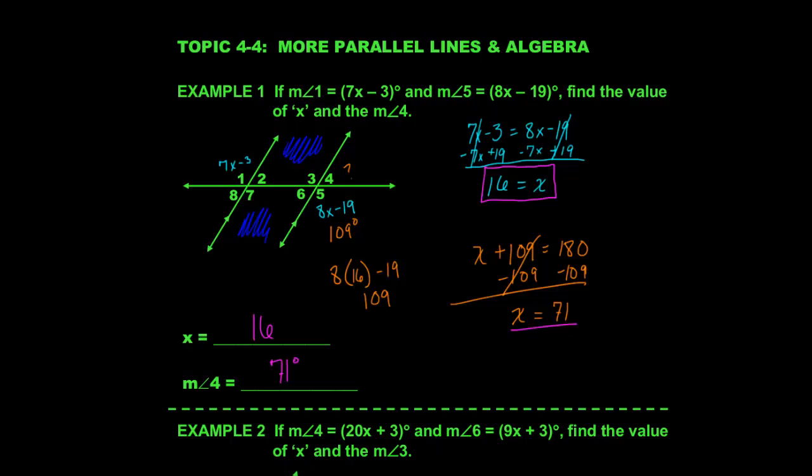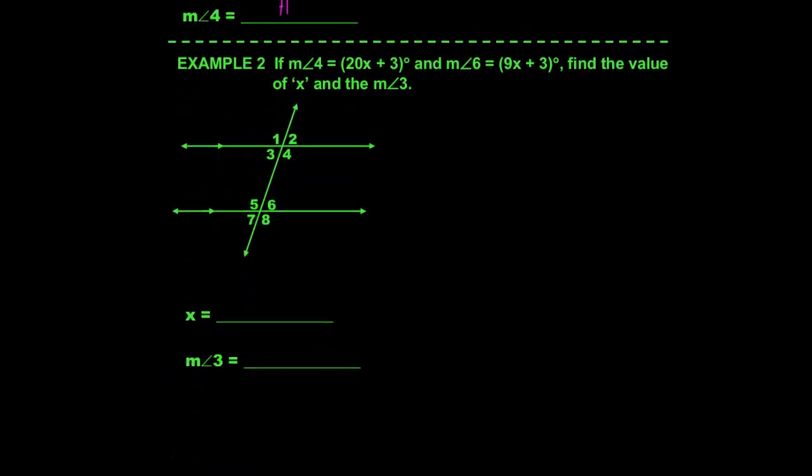All right, let's look at example 2. We have if the measure of angle 4 equals 20x plus 3. I'm going to find my 4 right here, and that is 20x plus 3. The measure of angle 6 right here is 9x plus 3.